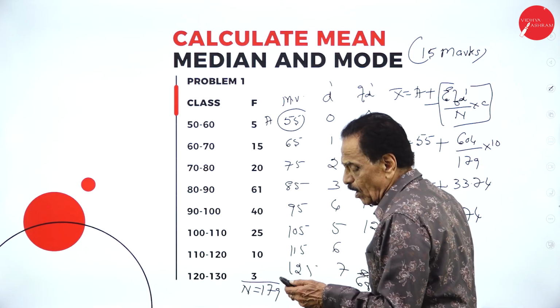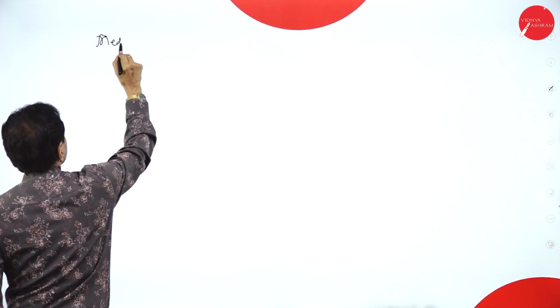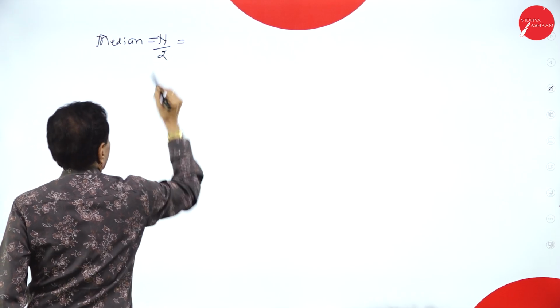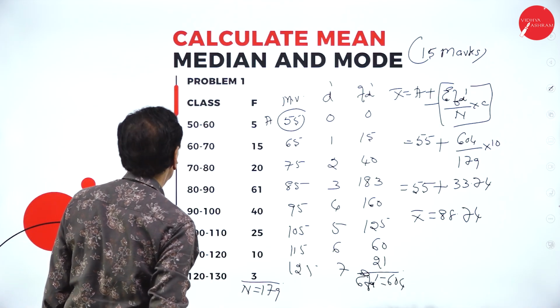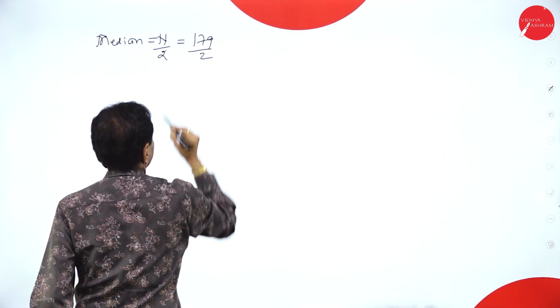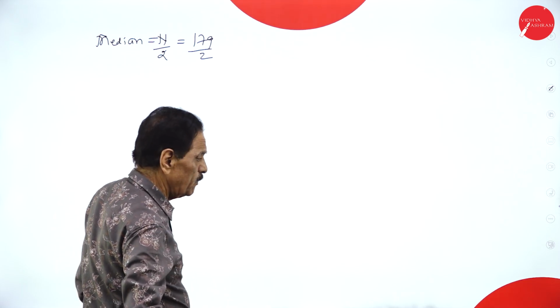Then we'll move on to median. Median is equal to n by 2. Number of frequency. What is your number of frequency? 179 by 2. So it is 179 by 2, 89.5.